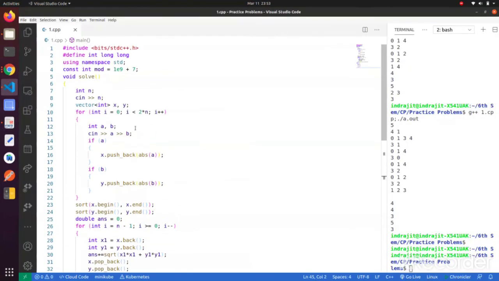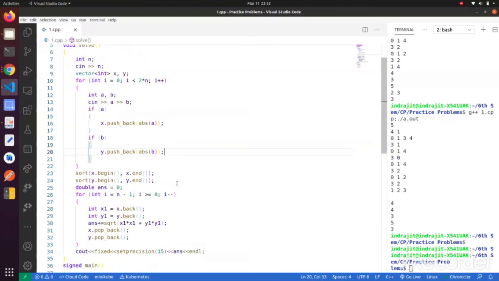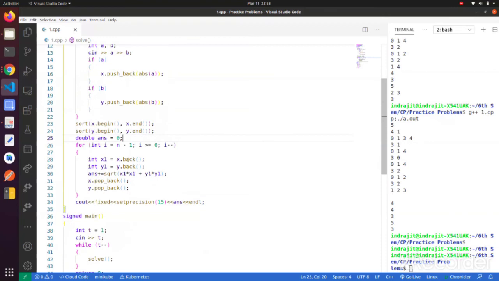Now I will explain the code that I have written. I have taken two vectors to store the x coordinates and y coordinates, and for every step, if x is non-zero, then I am pushing back the absolute value of x, and if y is non-zero, then I am pushing back the absolute value of y. Then I am sorting these x coordinates and y coordinates. Then I take answer equal to 0 and iterate over the arrays of x and y from the last.